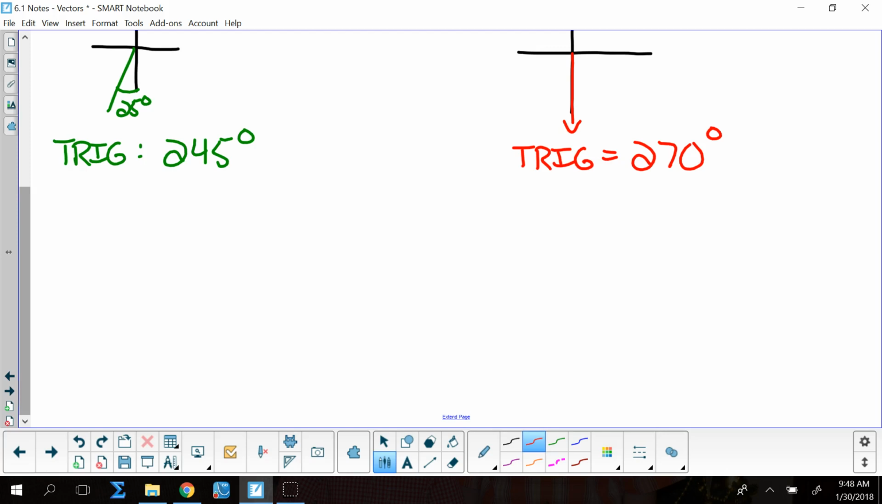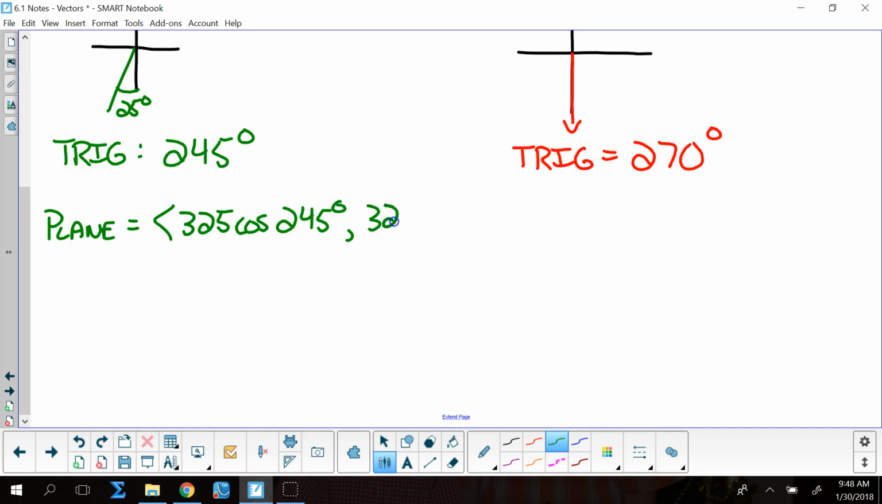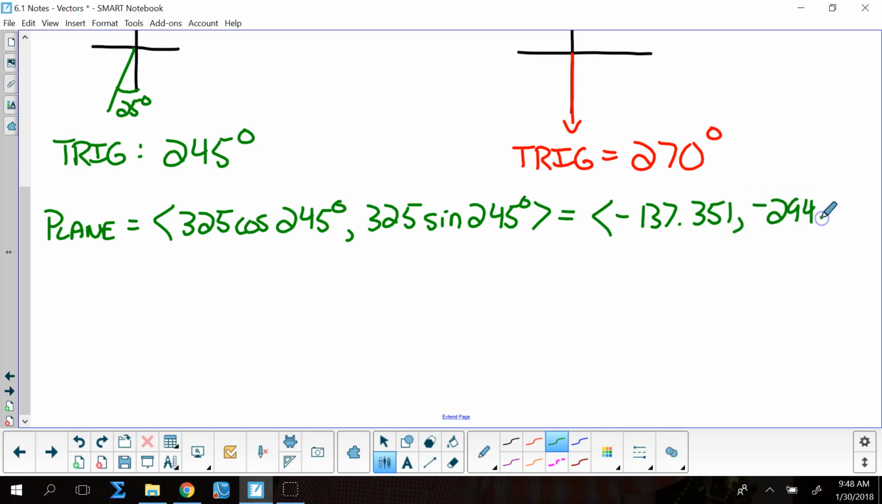So my plane is flying at 325 miles an hour times the cosine of 245, and 325 times the sine of 245, which is a vector of negative 137.351 and negative 294.55.